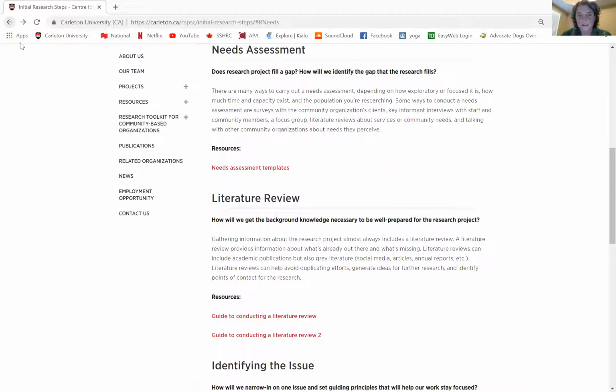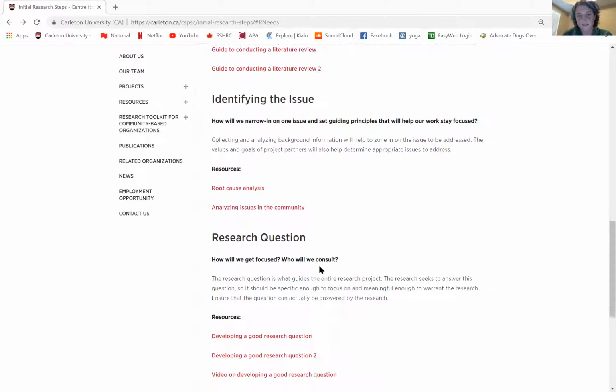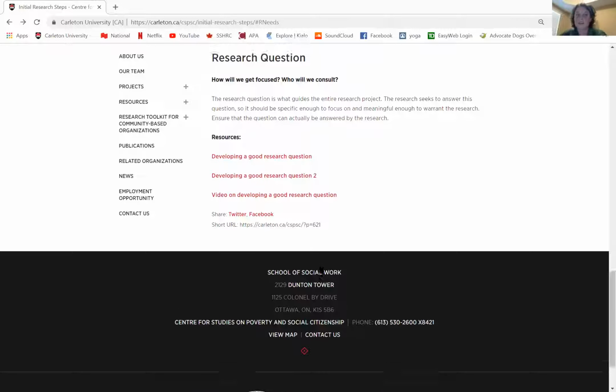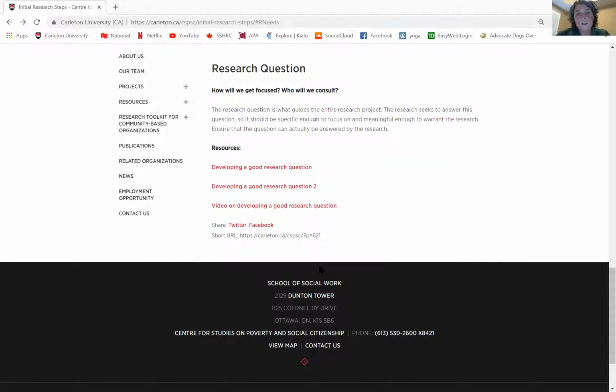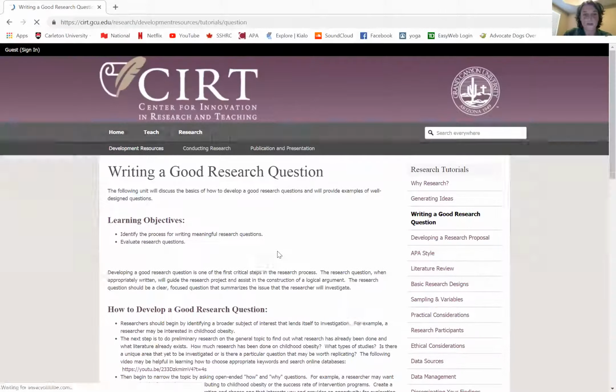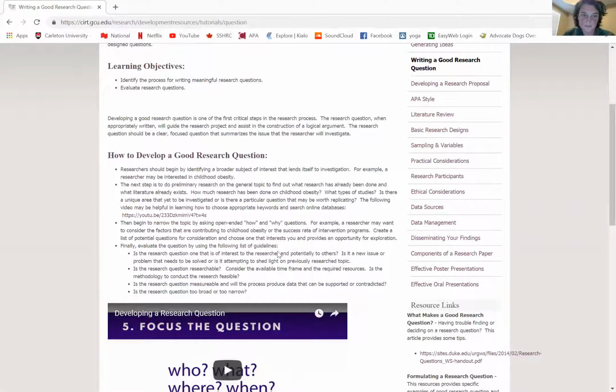And also, we have a few other things in here, but one that you might want to think about as well is the research question. So how will we get focused and who will we consult? Here it tells me that a research question should be specific and meaningful, and that it should be measurable. So how would I do that? And we have some resources here to get thinking about how to develop a good research question.